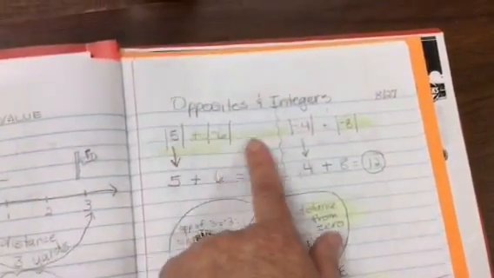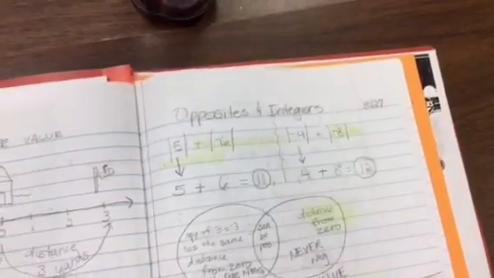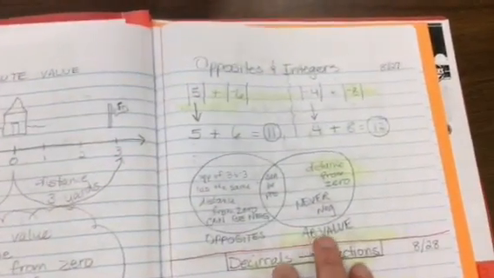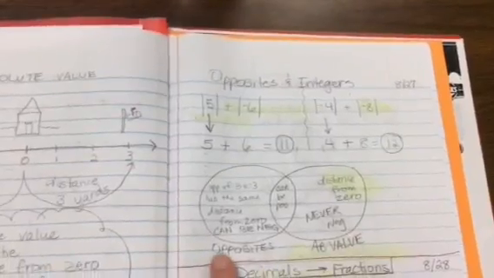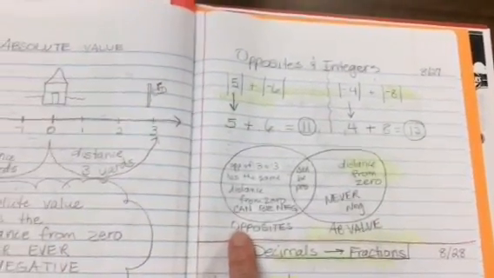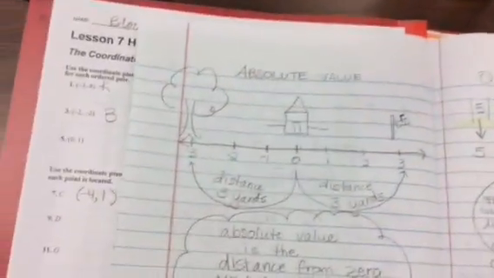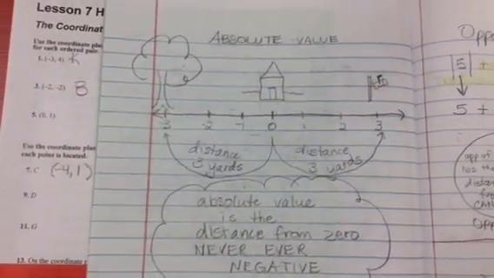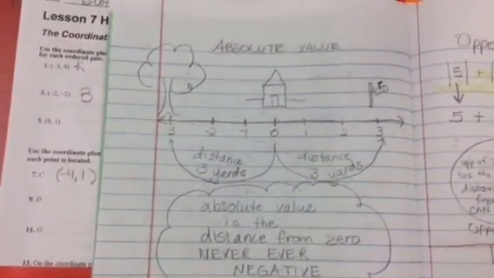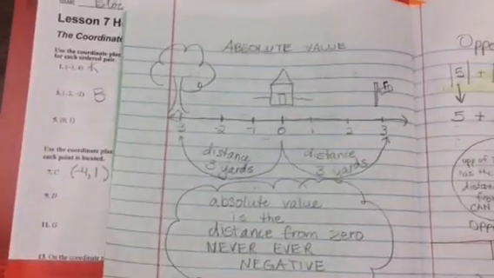We're going to talk about opposites and integers. How are opposites different from absolute value? Remember, absolute value is never negative, but opposites can be negative. That's on the test, friends. Remember the little drawing we did with the tree and the house and the mailbox: absolute value is the distance from 0, and it is never negative.